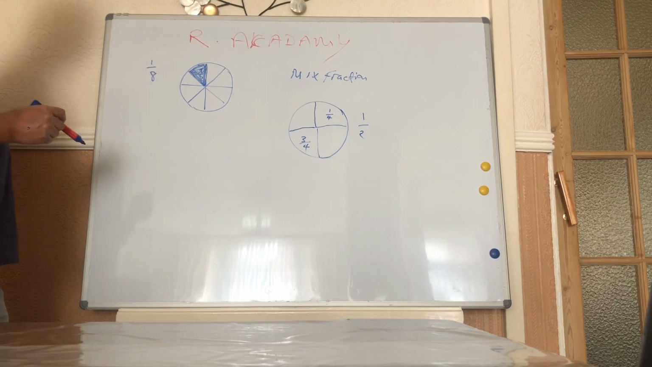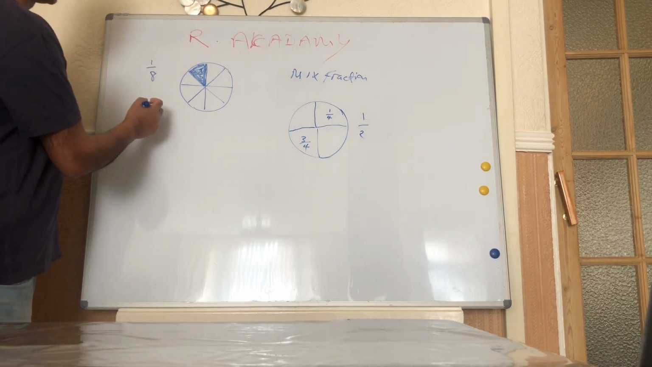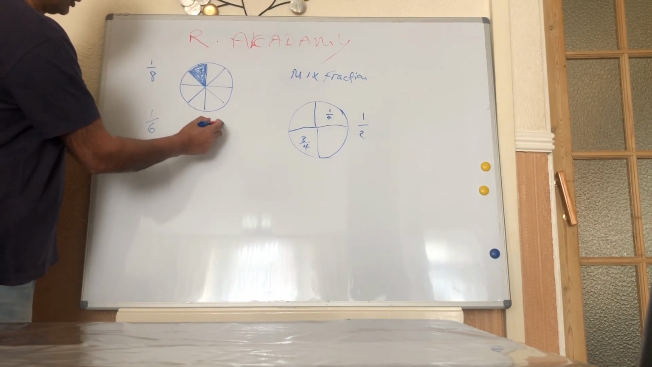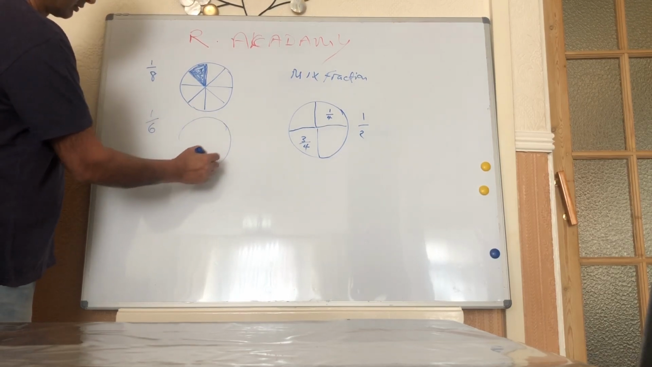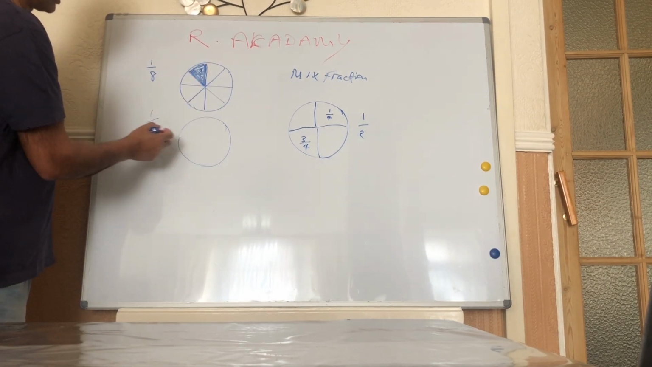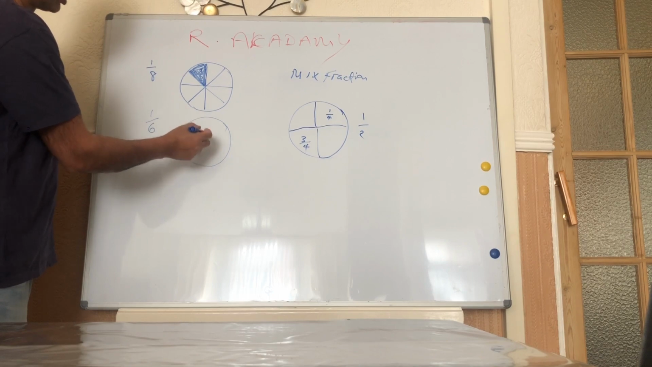Okay? So if it was, say, 1/6, then again you can just do another pizza. You can't work on the same pizza because now it's 6 slices. So you would have to do 6 slices.